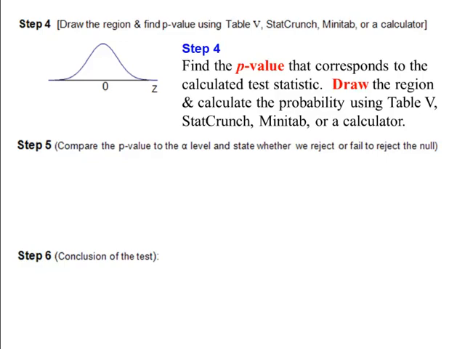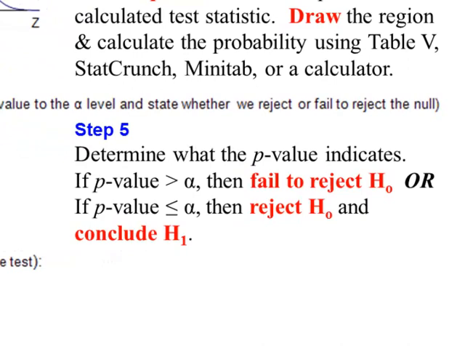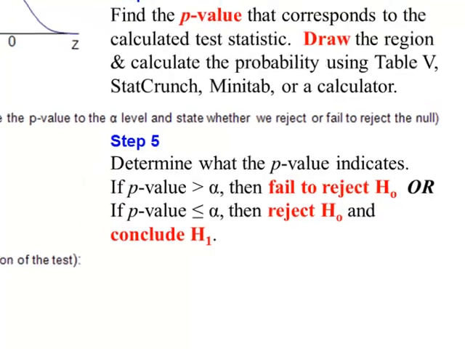Step number 5, the p-value helps determine the outcome of the hypothesis test. If the p-value is greater than alpha, we fail to reject the null. If the p-value is less than or equal to alpha, then we reject H0, the null, and we conclude H1, the alternative. If you can remember, if the p-value is low, H sub 0 must go. You would reject H0 and conclude the alternative.